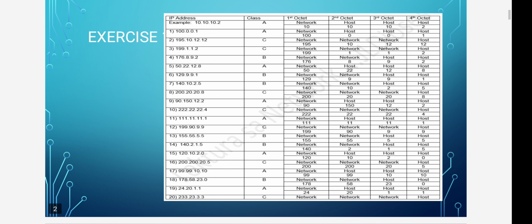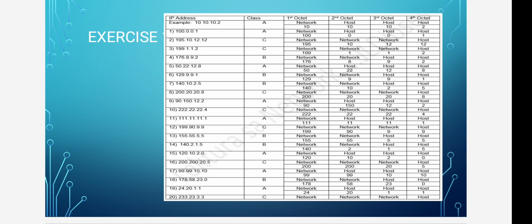Number 3, 199.1.1.2. That IP address is in the range of class C. So it is the same with number 2 problem. So the network part of 199.1.1.2 is the first octet, second octet, and third octet, and the host part is the fourth octet.